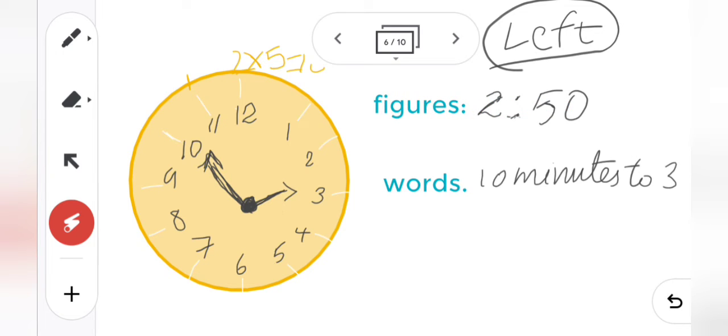In figures it will be easy to write the answer because you look at the hour and you look at the minutes and write. When you write in words, when it is on the left side, it is difficult for you. So it is very easy.